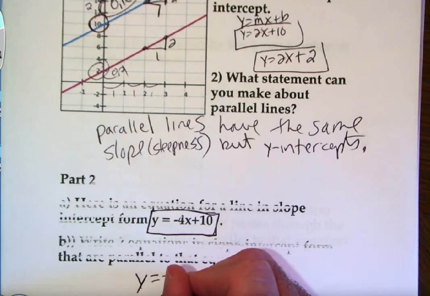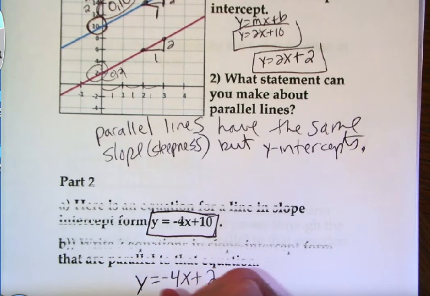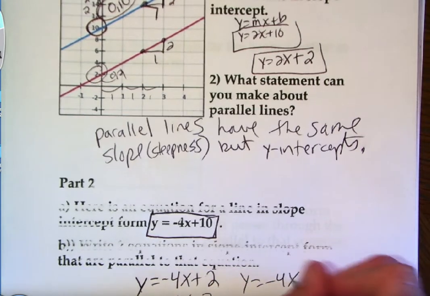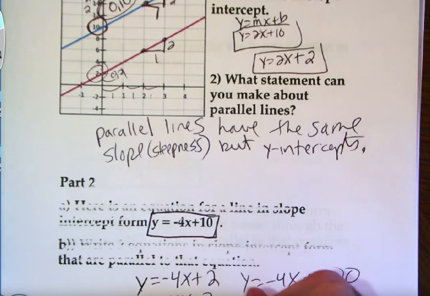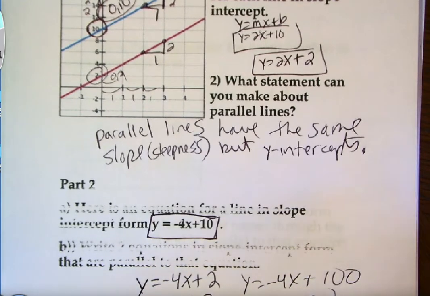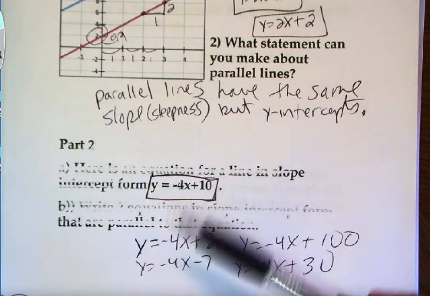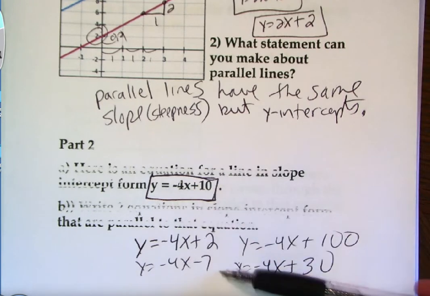Right, and that's where I take some answers. Y equals negative 4x plus 2, y equals negative 4x minus 7, y equals negative 5x plus 10. Nope, can't do that. Let's do 100. Y equals negative 4x plus 30. How are we doing this so easily? How are we listing all these ones? Well, parallel lines have to have the same slope, so the same coefficient of x, which they all do, and they have different y-intercepts.